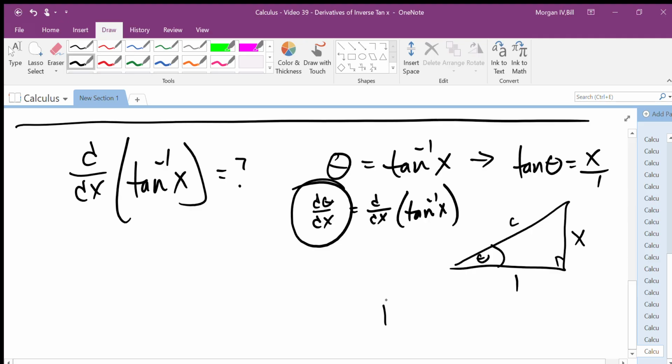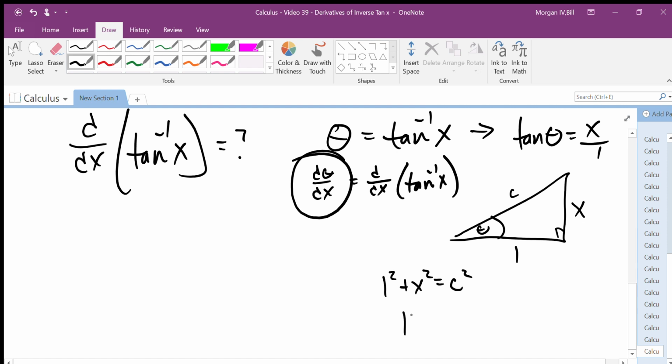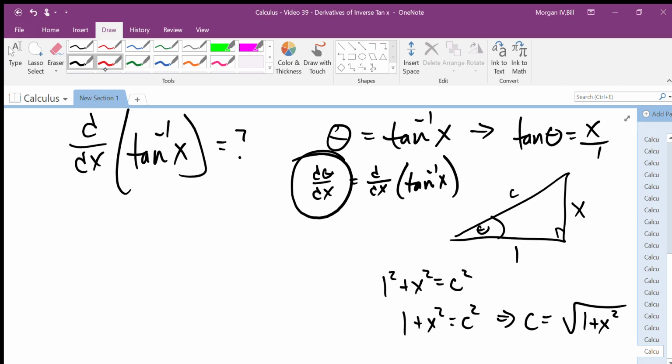We see that 1 squared plus x squared is equal to c squared. So 1 plus x squared is equal to c squared. Solving for c, we square root both sides. C is technically plus or minus the square root of 1 plus x squared. However, this is a length, so we'll go with the positive version, plus square root of 1 plus x squared. So that's c. I'm going to erase my c and put in square root of 1 plus x squared as the hypotenuse.